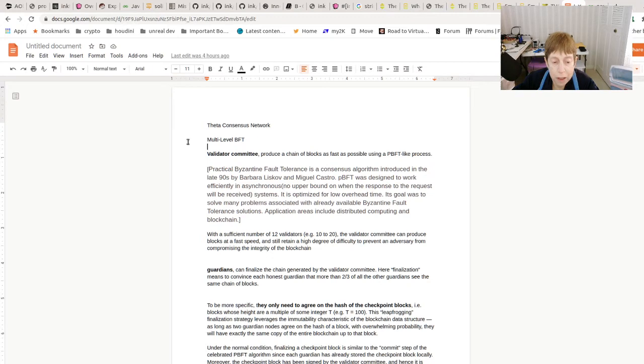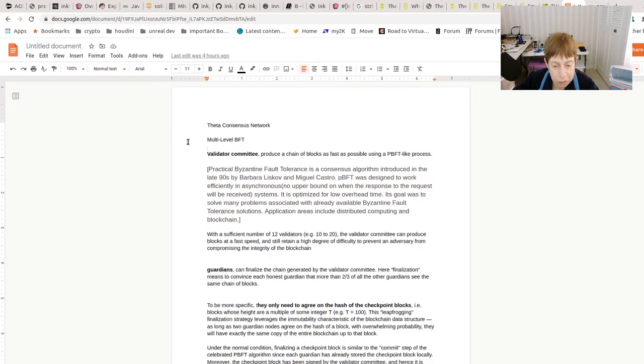And then you have the guardians. They're the ones who finalize the chain, and they define that as having more than 2/3 of the guardians seeing the same thing, the same chain of blocks. The nice thing is the way they speed it up is they only need to agree on a hash of what they call checkpoint blocks.